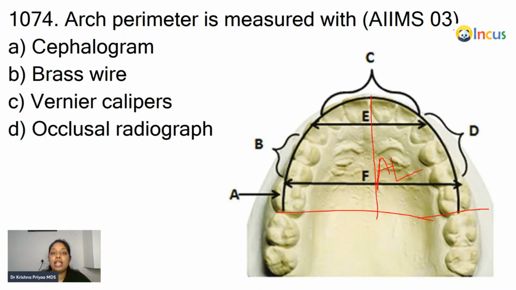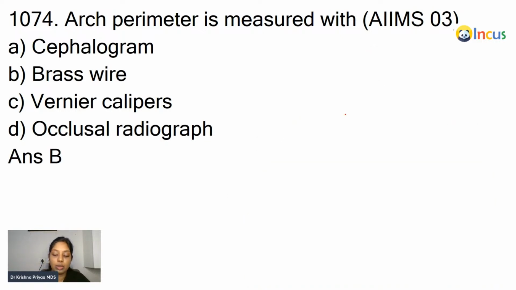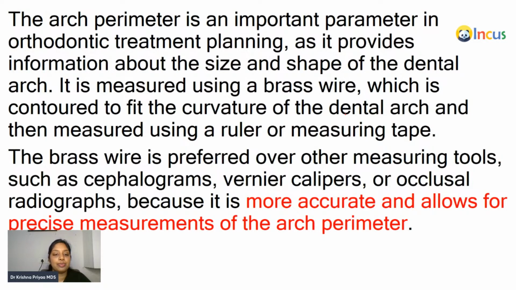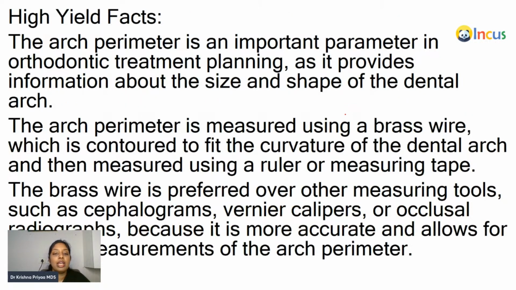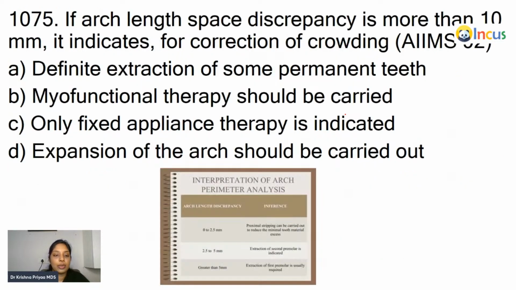Why? Because brass wire is very ductile, so we can go to each point of the tooth and correctly measure the contour of the whole arch, and then while expanding it, it will in turn be expanded in a straight line, which can be measured with the help of a ruler. So with that property, the brass wire is generally used for measuring the arch perimeter because it's more accurate and allows for a precise measurement. It is preferred over other measuring tools such as cephalograms, vernier calipers, and occlusal radiographs because of its accuracy alone.